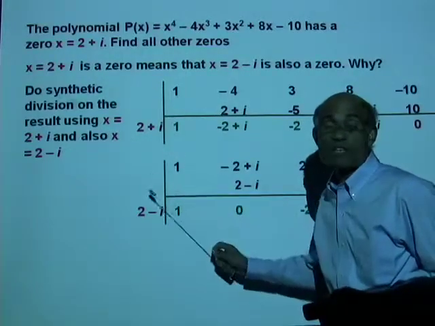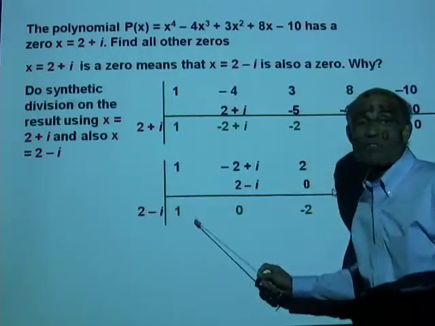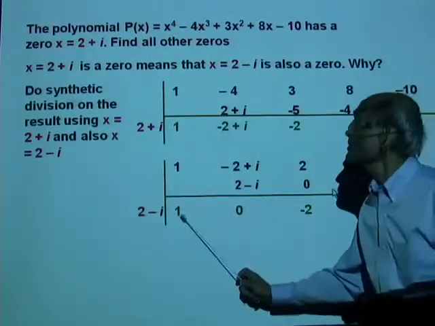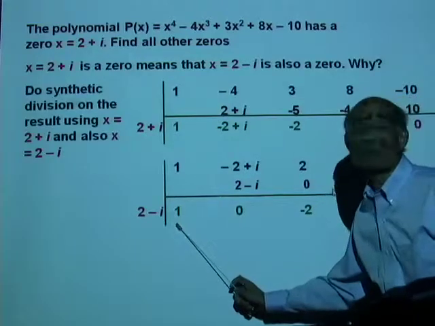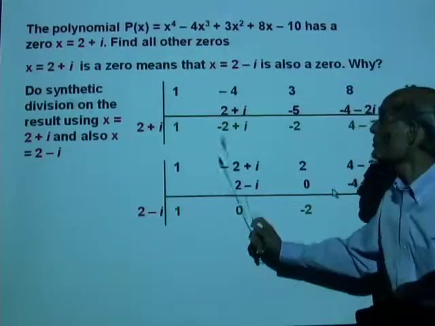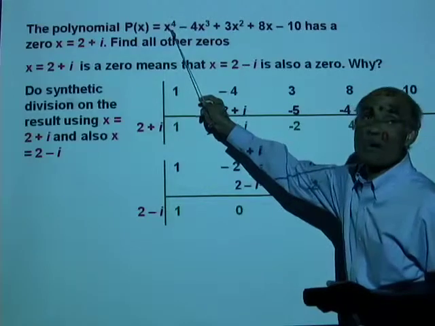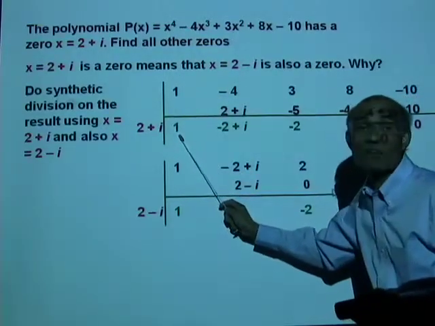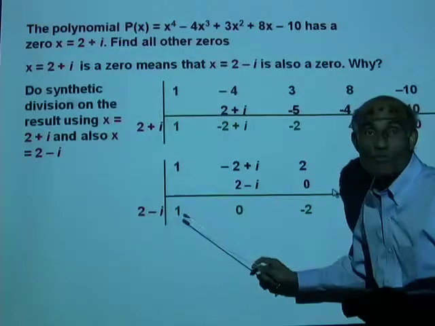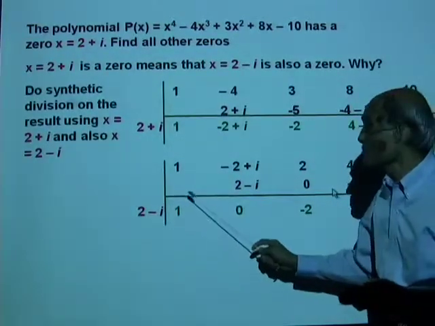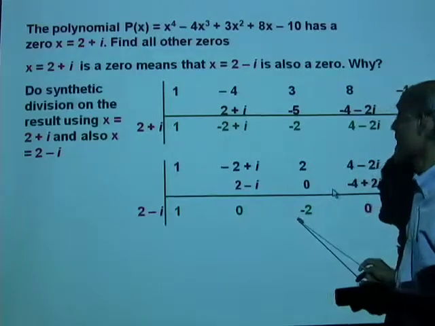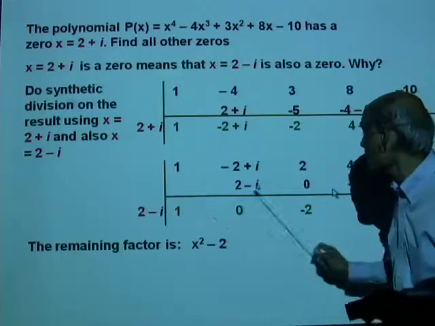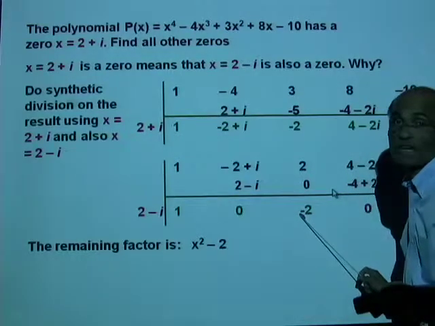And after doing the synthetic division, we found the remaining factor is this, the coefficients. What's the power of this? You can see we started with x to the power of 4. That means the remaining factor here will have x to the power of 3. Therefore, this will be x to the power of 2. So this will be x squared minus 2x. That's right. The remaining factor is x squared minus 2, not minus 2x.